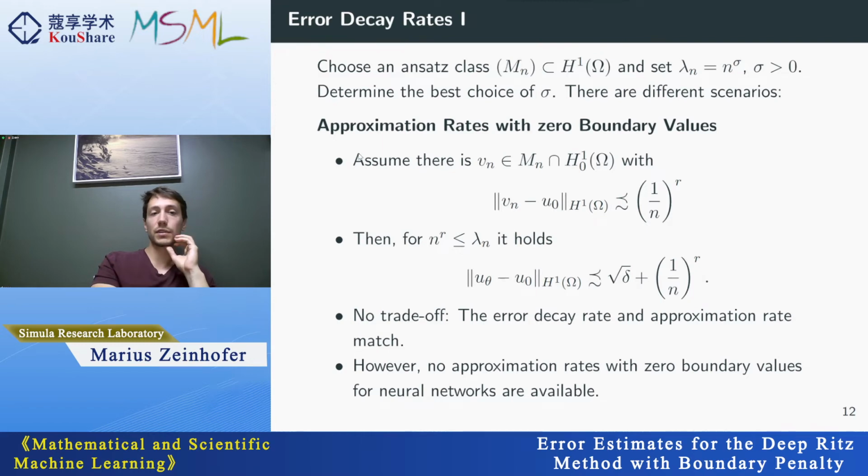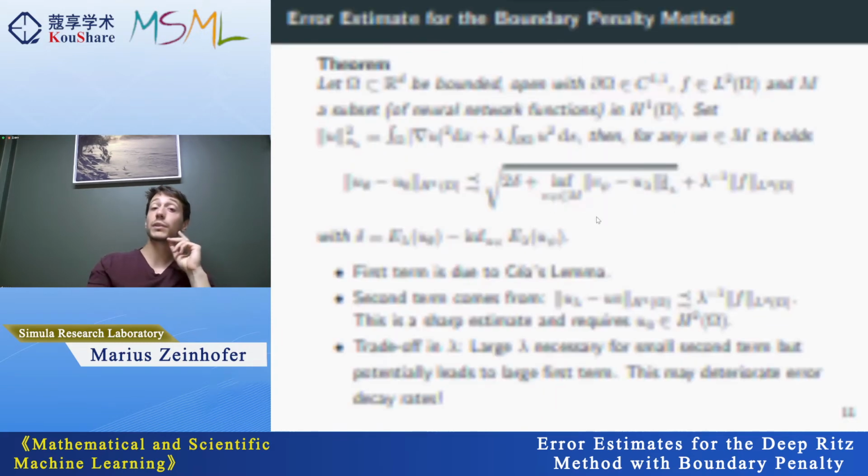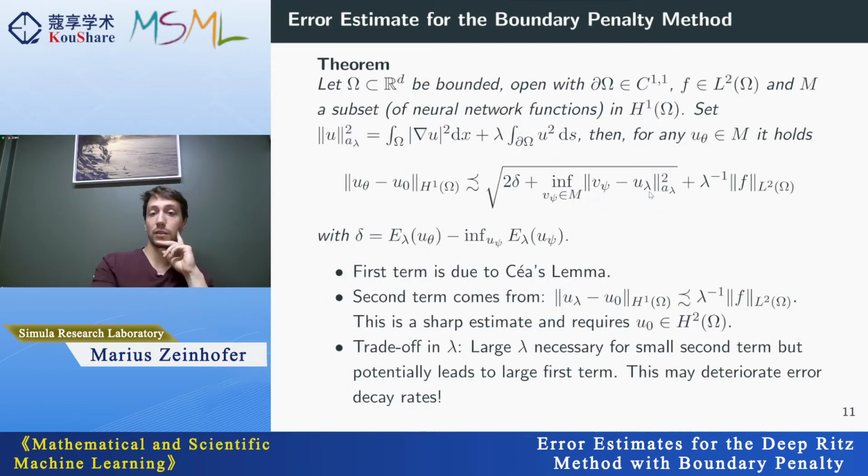There are different cases. First assume that we have an ansatz class, it might be neural networks, it might be something else, that can approximate our function u0, so this is the solution we're interested in, while really having zero boundary values. And assume we have a rate of R for this approximation. Then, in fact, you can show that there is no trade-off, that this lambda, which is hidden inside this infimum, you can get away with it because you are approximating with exact zero boundary values. So what you get for the decay rate is then exactly this approximation rate R here.